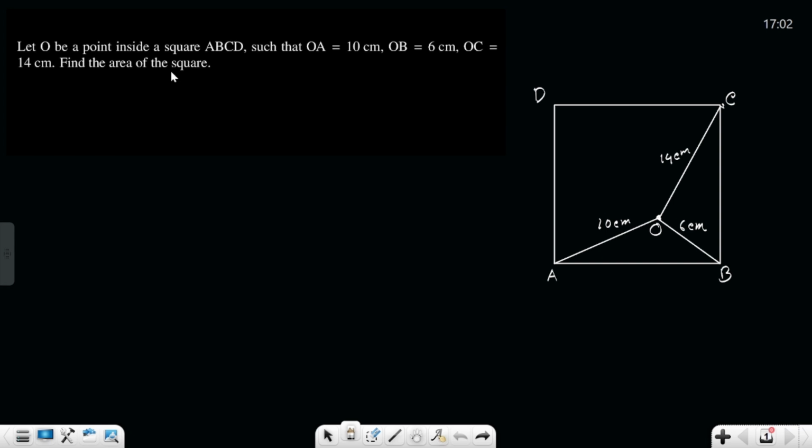So what is the problem actually? Let O be a point inside a square ABCD such that OA is equal to 10 cm, OB is equal to 6 cm, OC is equal to 14 cm. We need to find the area of the square. So how will we do it?